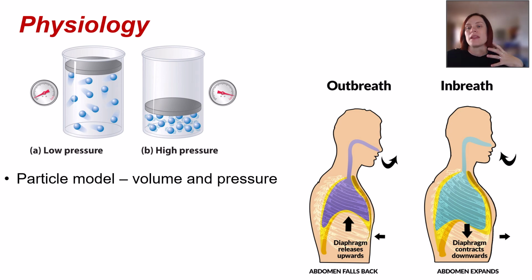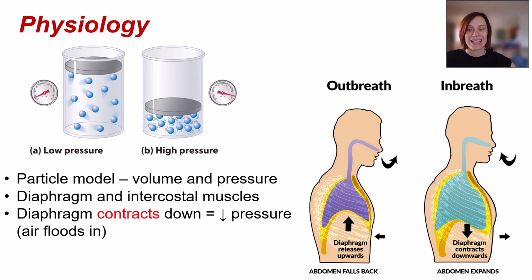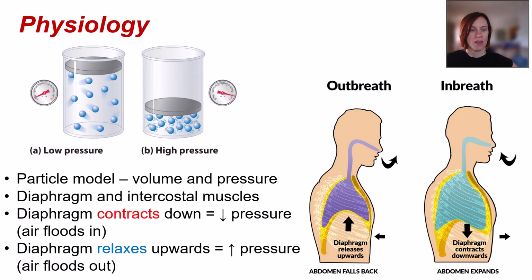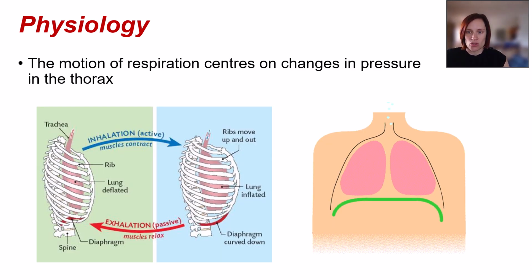So the pressure of the gases in that thorax relies on the movement of the diaphragm, that muscle underneath the lungs, and the intercostals between the ribs. So if the diaphragm contracts, it's going to decrease the pressure, okay? And therefore air is going to flood in, and vice versa. When the diaphragm relaxes, it actually pushes up and that air can flood out of your lungs. The diaphragm sits directly below the lungs, and its job, like we just said there, is to change the pressure inside the lungs and get the air flowing in and out.